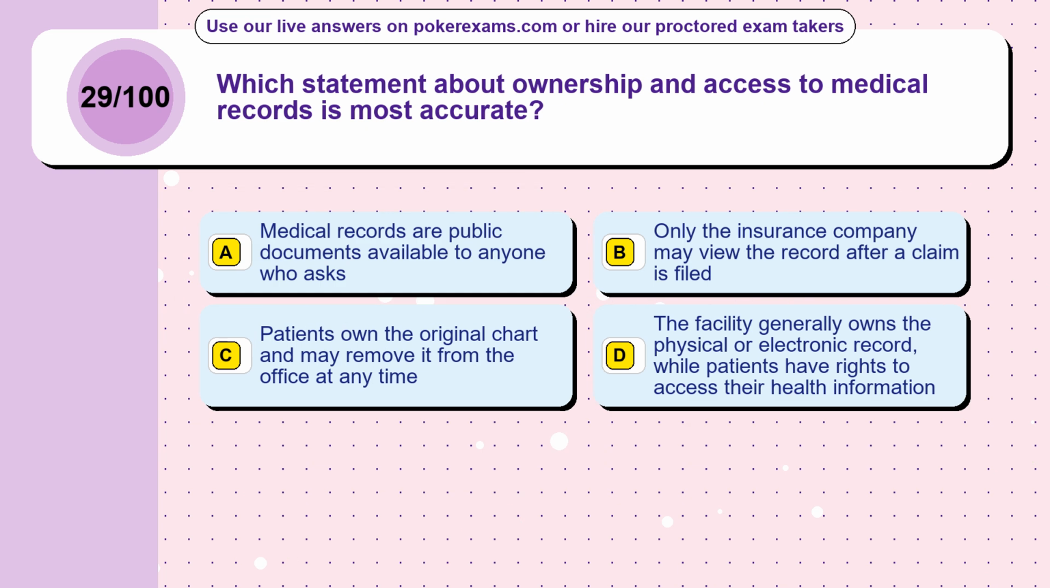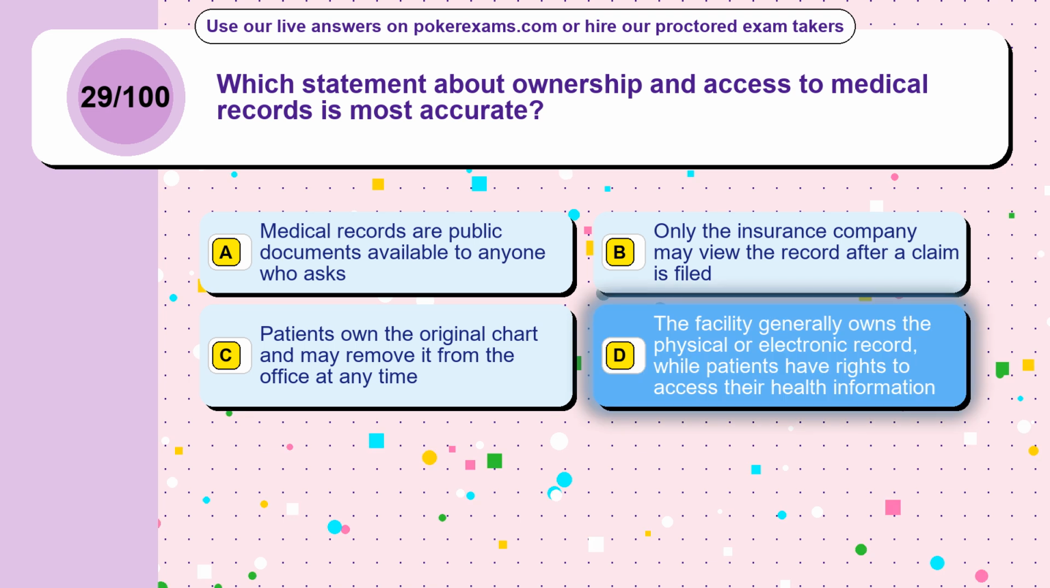Question 29. Which statement about ownership and access to medical records is most accurate? Option A, medical records are public documents available to anyone who asks. Option B, only the insurance company may view the record after a claim is filed. Option C, patients own the original chart and may remove it from the office at any time. Option D, the facility generally owns the physical or electronic record, while patients have rights to access their health information.